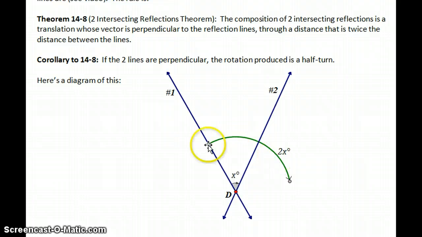The amount of rotation is going to be twice as much in the same direction as the directed angle from line 1 to line 2. Now notice if I started here going, because this is line 1 and this is line 2, if I thought about going that way, it would be the same rotation.